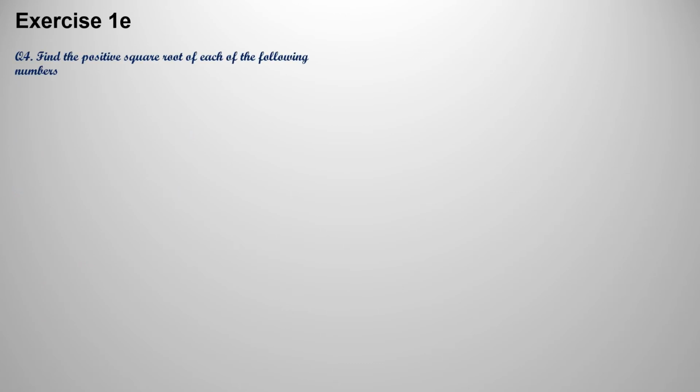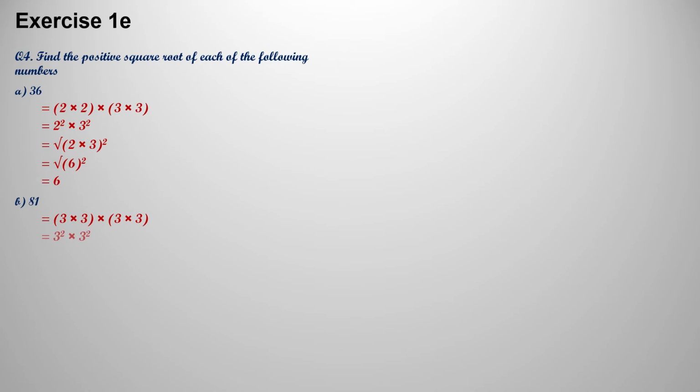Question number 4. Find out all the positive square roots of each of the following numbers. 36. Again, make factors and make pairs and you'll find out the answer of that question. Similarly for 81, you make factors and then you pair them up. 3 square into 3 square, that is 9 square, and the answer is 9.